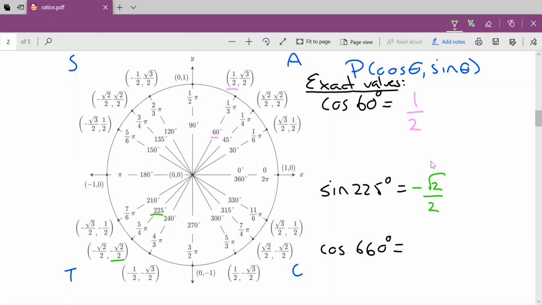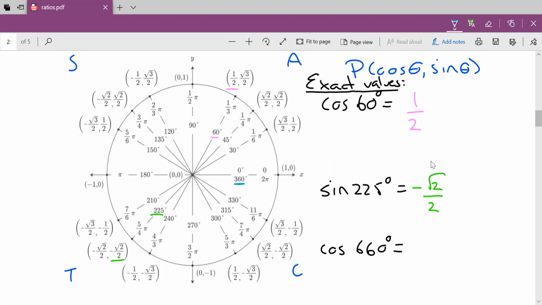Easy. Cosine 660. Okay, exact value. I go to my unit circle. 660, wait a minute. That's not on my unit circle. I only go to 360. Well, here's where we're going to use that idea of coterminal angles. I'm going to find my principal angle.